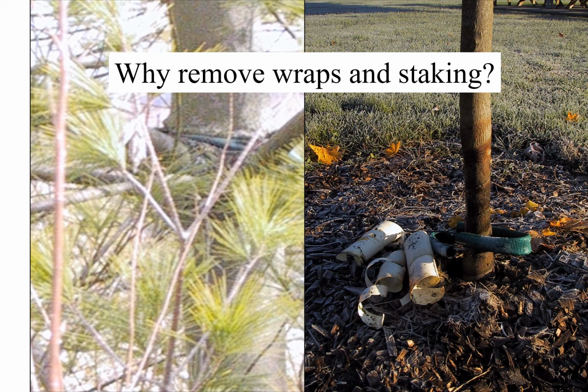Remove wires and tags to prevent girdling. Tree staking and wraps should not be left on for more than a year. If trunk wrap and staking materials are left on indefinitely, trunk girdling and constriction may occur, as you see in these photographs.